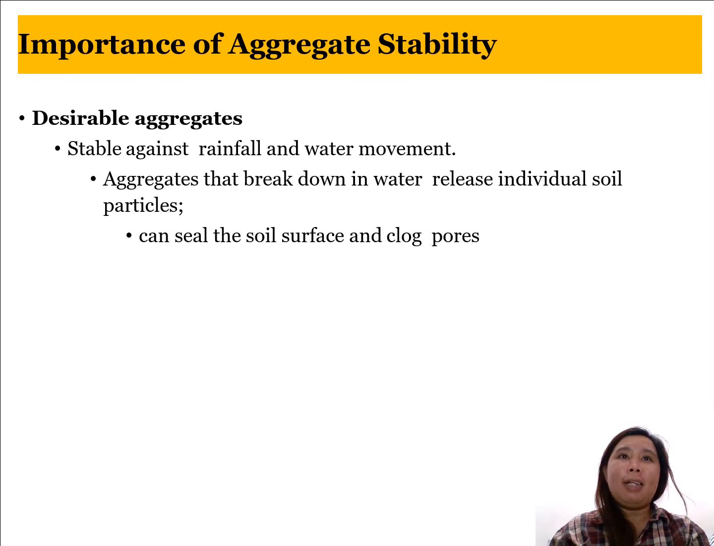Now, we need desirable aggregates. And when you say desirable aggregates, it means that the aggregates are stable against rainfall and water movement. Because aggregates that break down in water could release individual soil particles, and those individual soil particles can seal the soil surface and clog pores. It can lead to flooding, it can lead to waterlogging, and we don't like that.